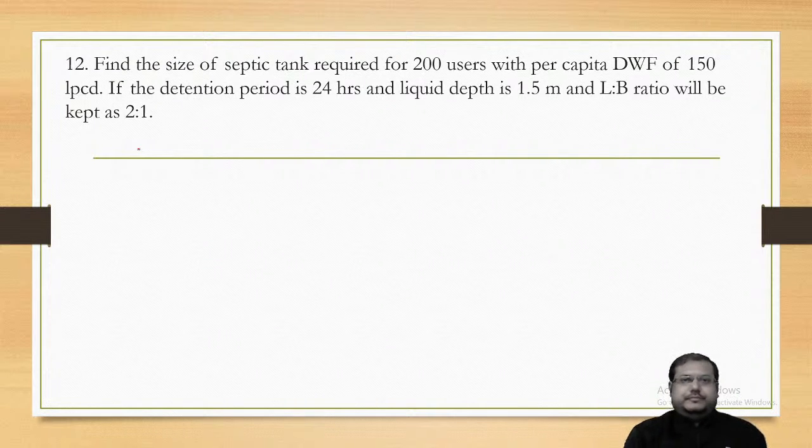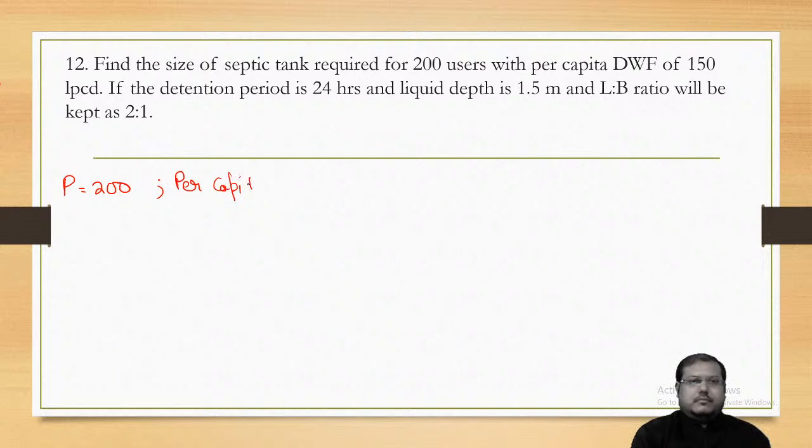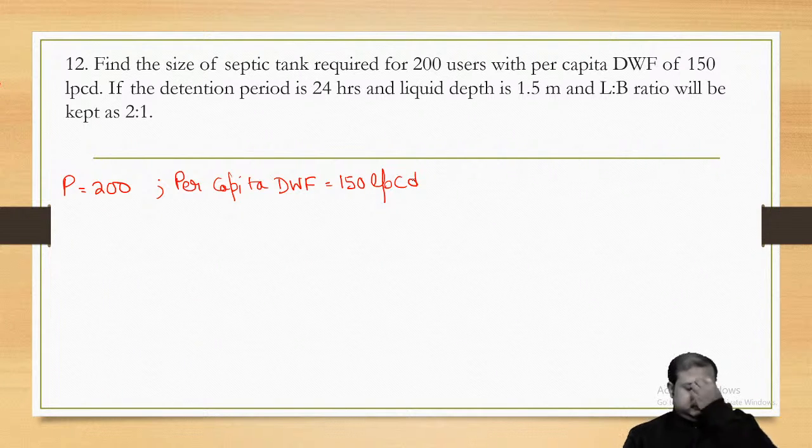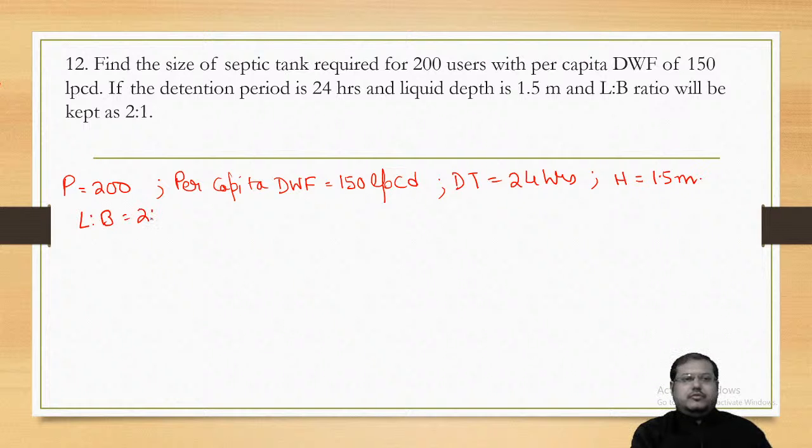Okay, let's solve it. Population is given as 200, per capita DWF is 150 LPCD, detention period is 24 hours, liquid depth is 1.5 meter, and L to B ratio is 2 to 1. So first we go for the QDWF.